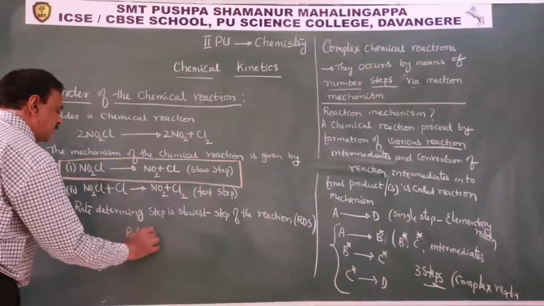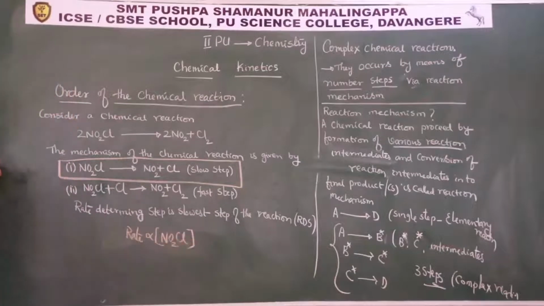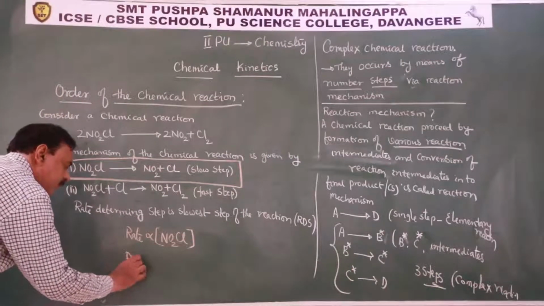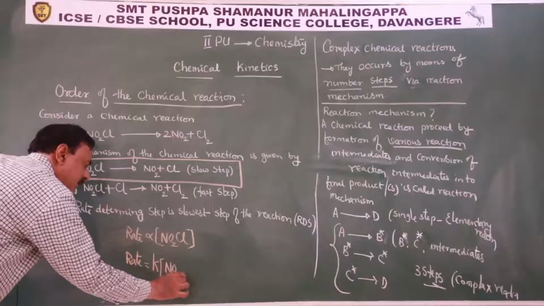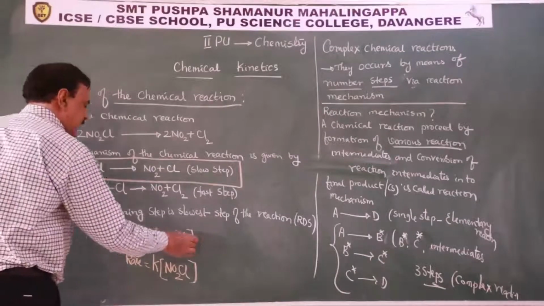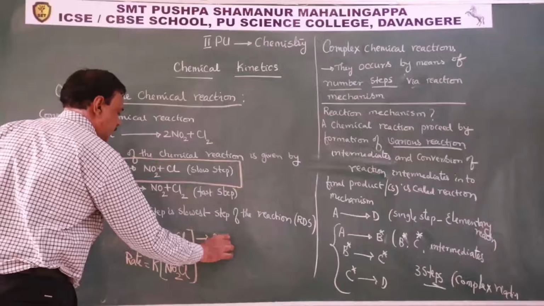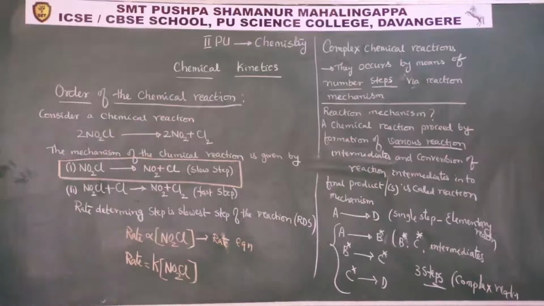rate is directly proportional to the concentration of NO2Cl, or rate is equal to K into the concentration of NO2Cl. This is a rate law or rate equation. In this way, we can predict the rate law, which is derived from the experimentally determined rate equation for the reaction. Therefore, this is the rate equation. Is it clear?